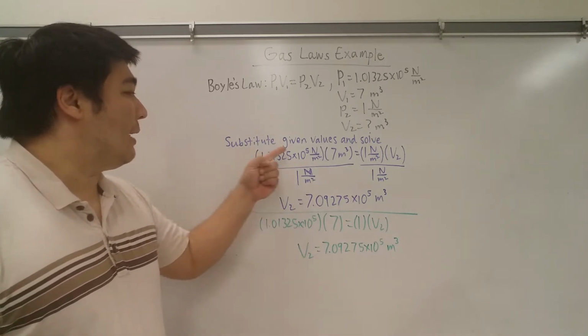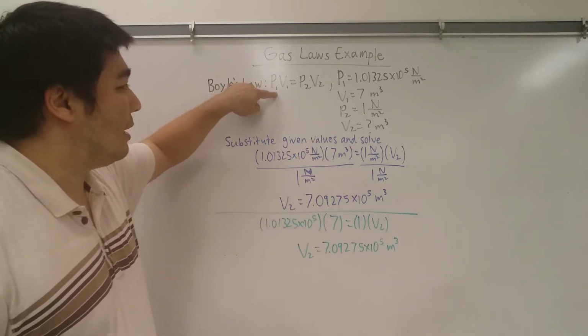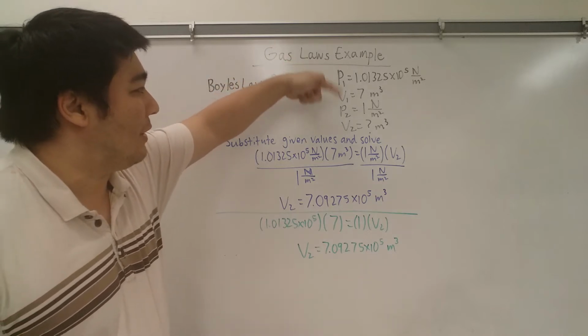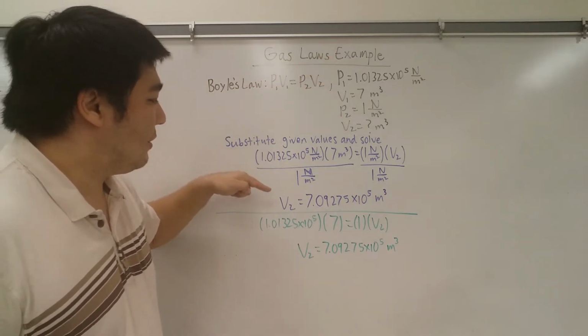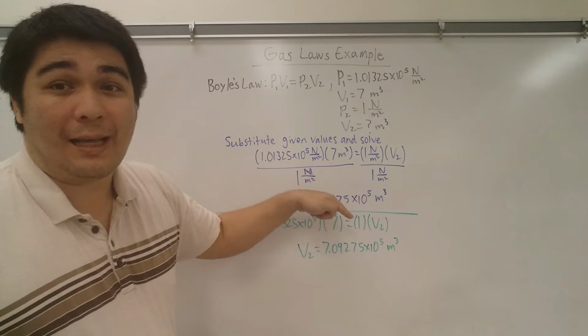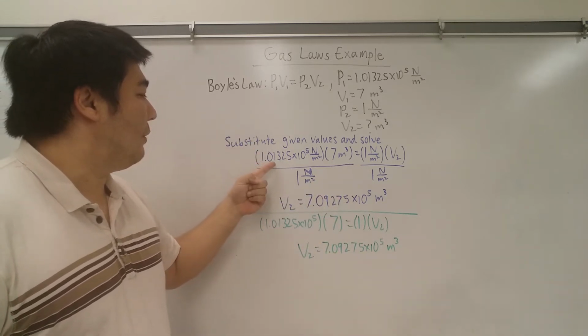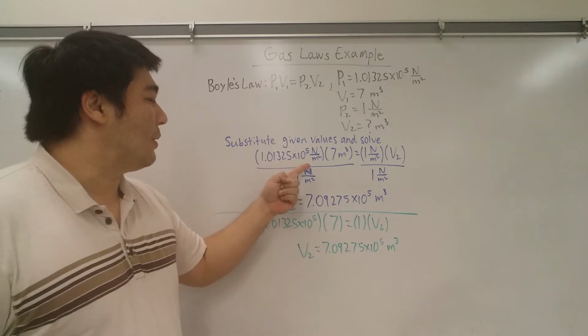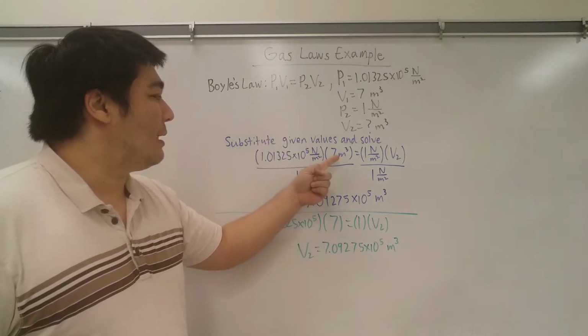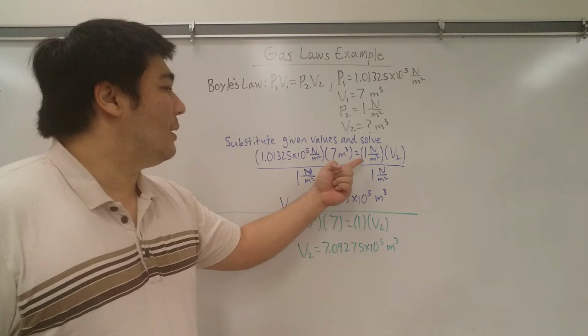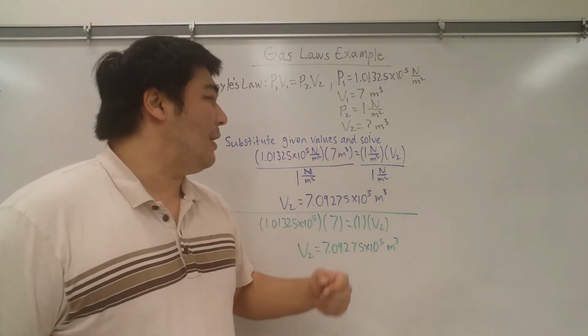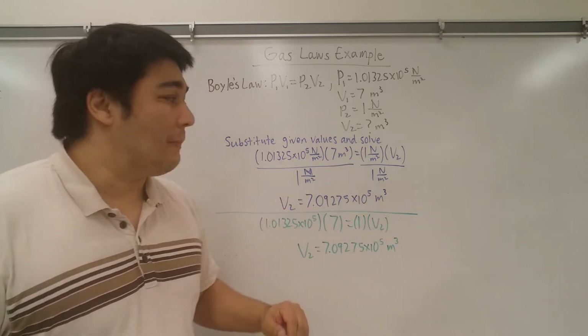So we're going to substitute the given values and solve. We're going to take Boyle's law, substitute all the values that were given over here, and then we're going to do a bunch of math to solve. So here we go. P1 is 1.01325 times 10 to the 5th newtons per square meter. V1 is 7 cubic meters. P2 is 1 newton per square meter, and V2 we don't know, so we just leave it.